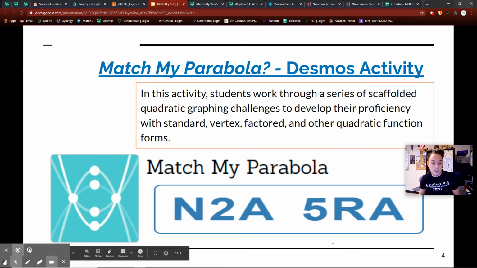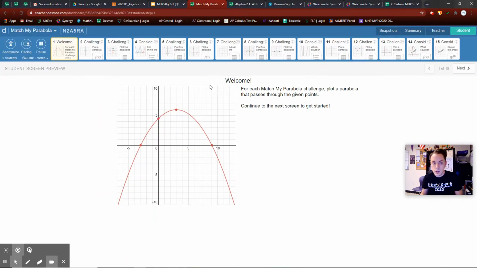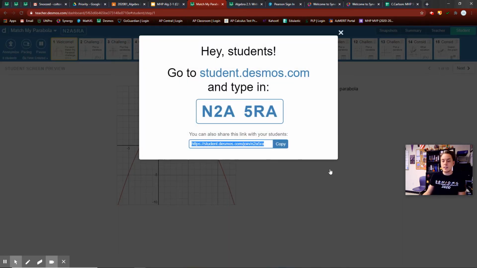Okay, so let's go through it. So again, here's the code if you need it. The code is also on Google Classroom. Just click on the link there. Pause the screen if you need to get to it.